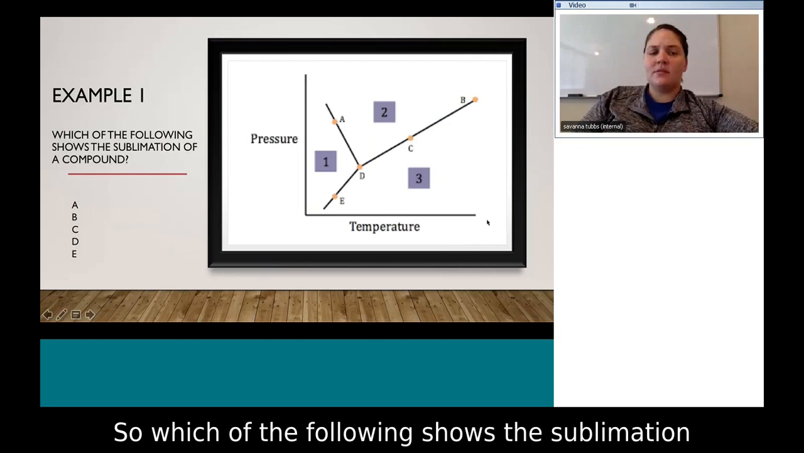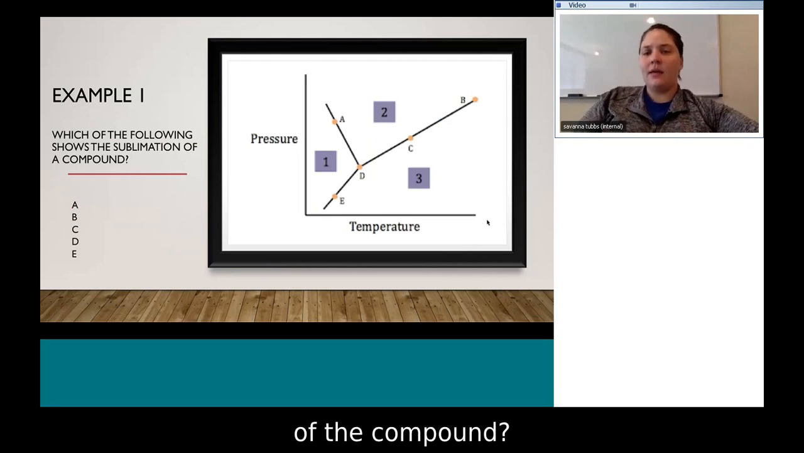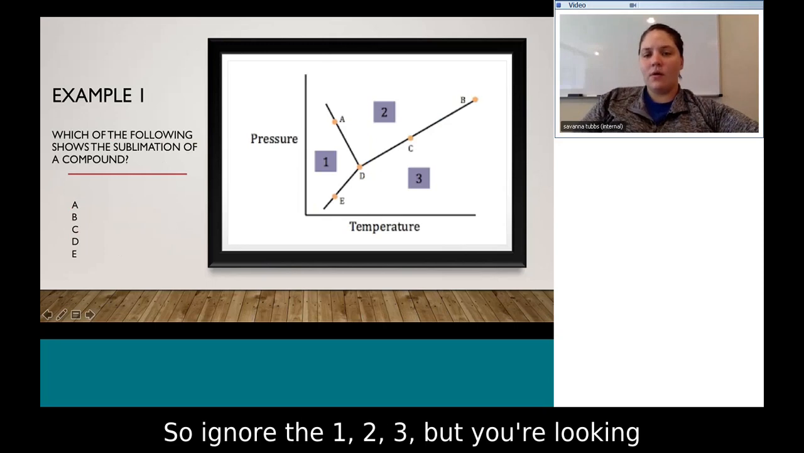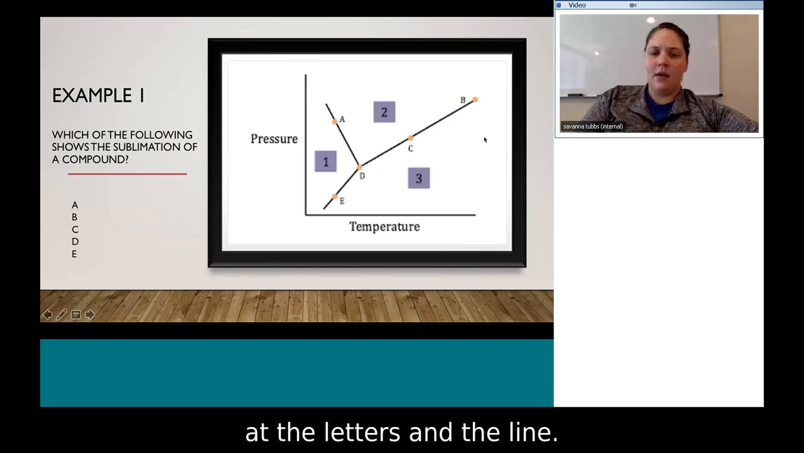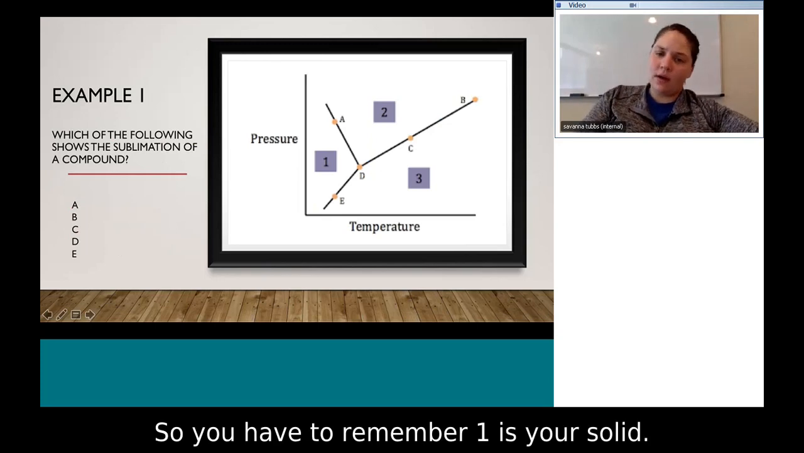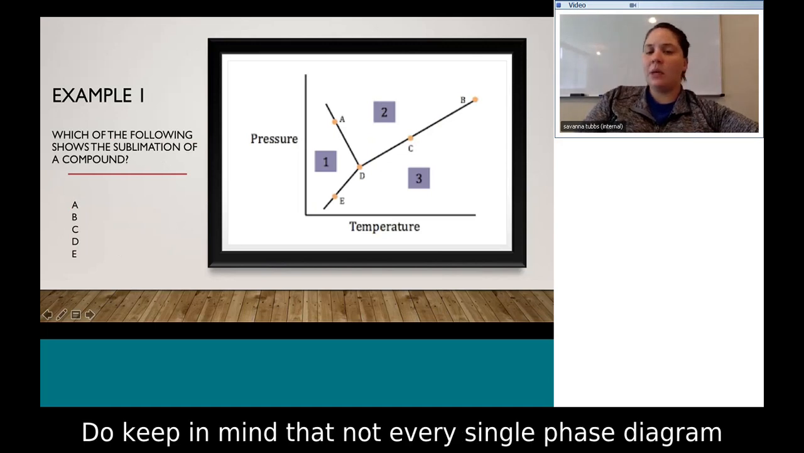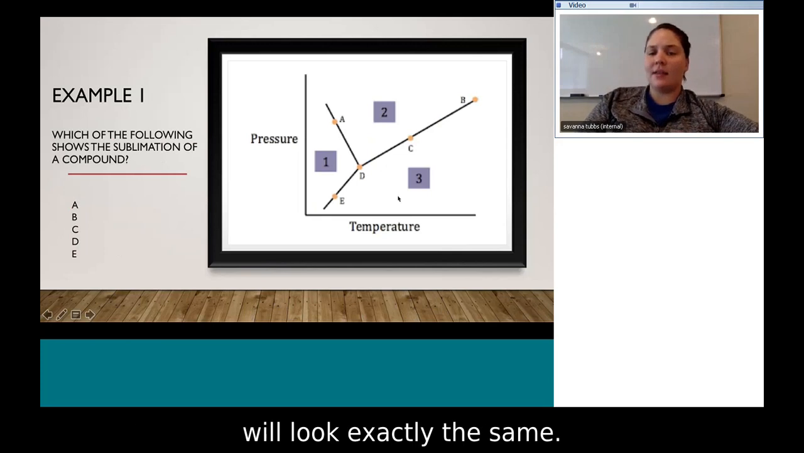Which of the following shows the sublimation of a compound? And you're given this diagram. So ignore the 1, 2, 3, but you're looking at the letters in the line. You have to remember, 1 is your solid, 2 is your liquid, 3 is your gas. Do keep in mind that not every single phase diagram will look exactly the same.